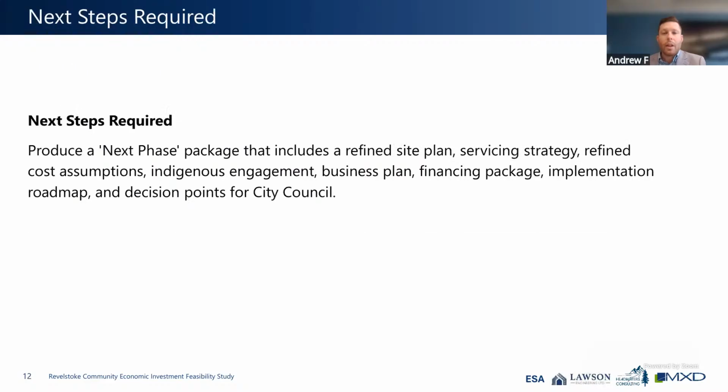So the next steps required after the feasibility study are conducted would be a next phase package, creating a more refined site plan, a full servicing strategy to ensure that the site could be serviced appropriately for the types of uses, refined cost assumptions. A big one is Indigenous engagement. It was noted by the Indigenous Engagement Friendship Society of Revelstoke that they would like to see a door knocking campaign by the city with the various First Nation Indigenous groups in the region as potential partners in this project, or to gauge at the very least interest as potential partners in this project. So that would have to be undertaken, creating a business plan, a financing package for potential purchase, and then the implementation roadmap as well would all be the next steps if they were to proceed.